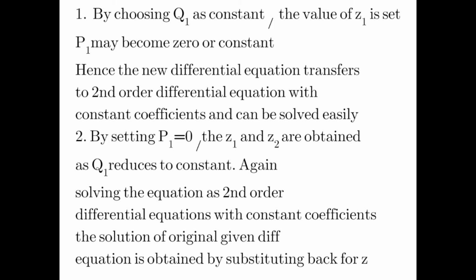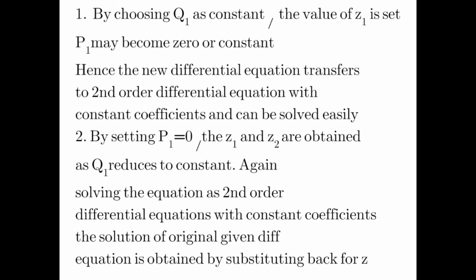In the second method, we may set p1 is equal to 0 and q1 can be reduced to constant. When we write p1 is equal to 0, we see that the numerator of p1, that is z2 plus p z1, is equal to 0, or we can rewrite it as z2 is equal to minus p z1, or z2 by z1 is equal to minus p.